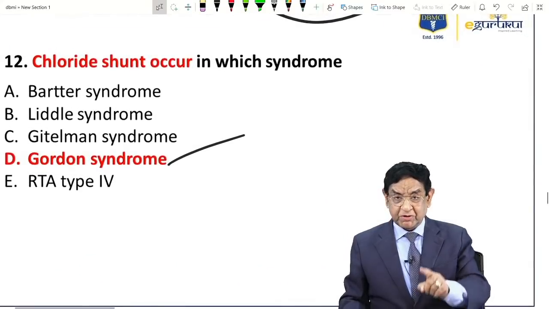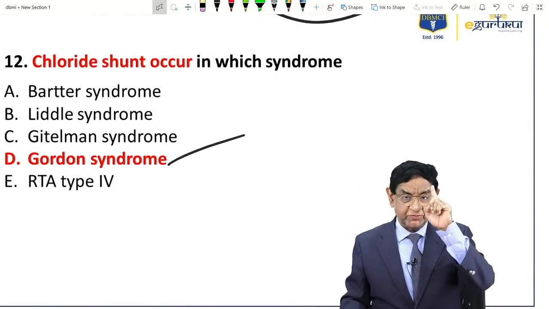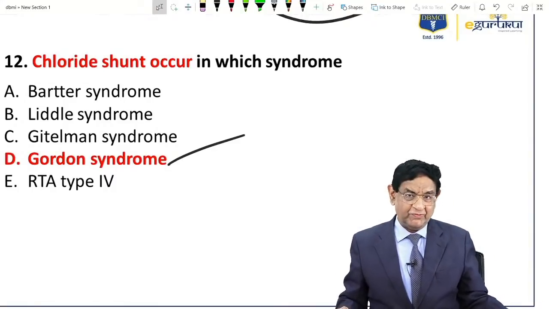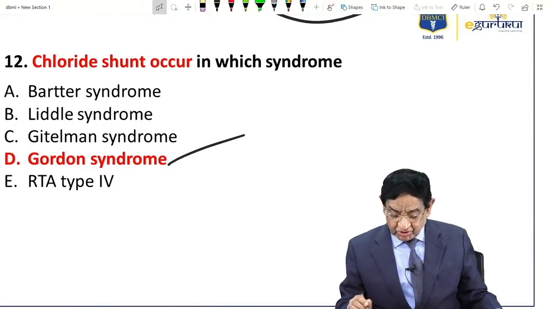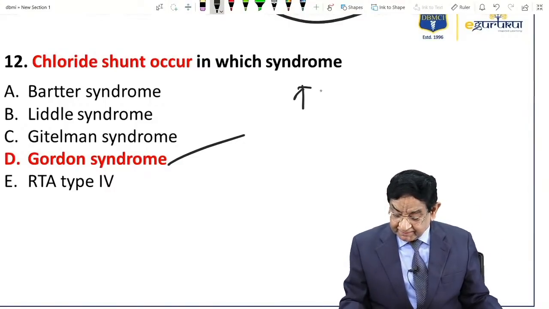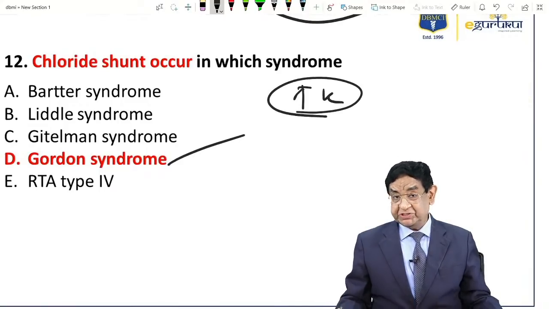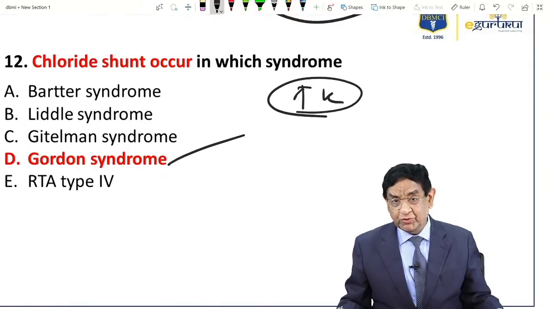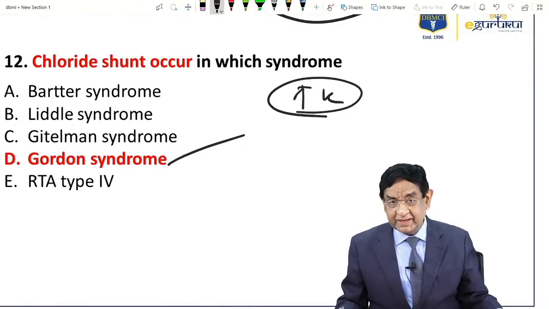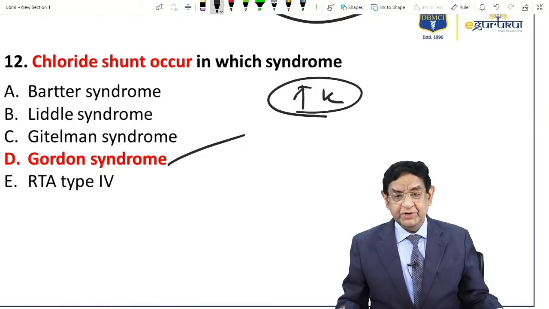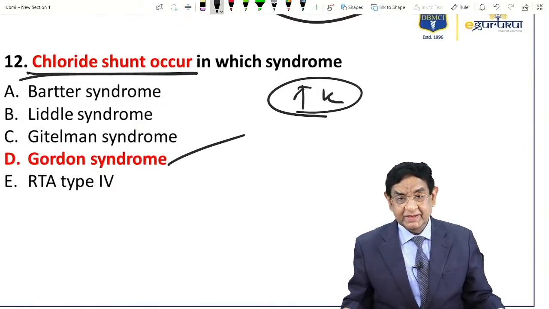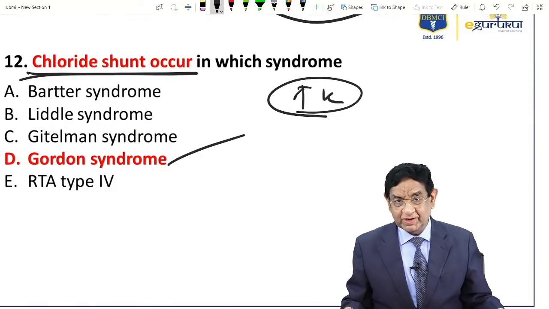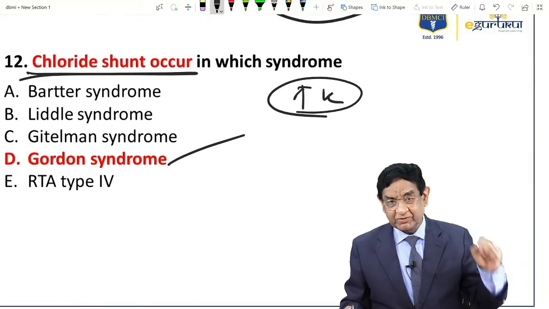And now comes the gold medal question throughout the world. Tell me any drug you know of which causes hyperkalemia due to chloride shunt. You mail this question to me. The email ID I'll give you. This rank number 1 question is there.